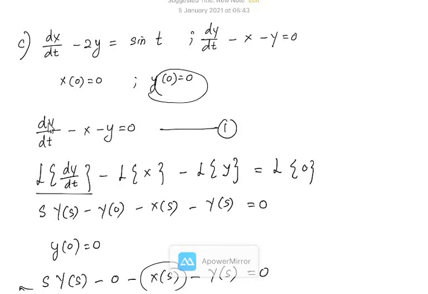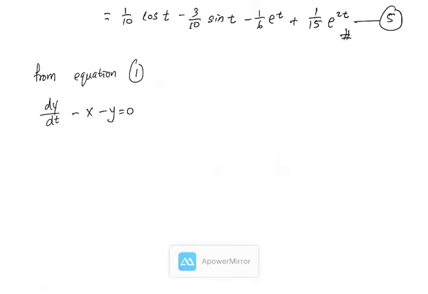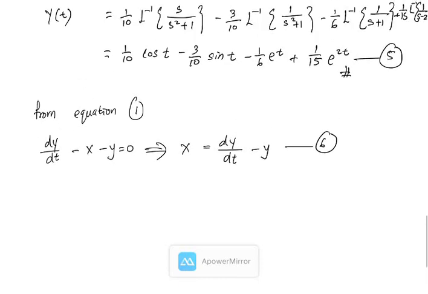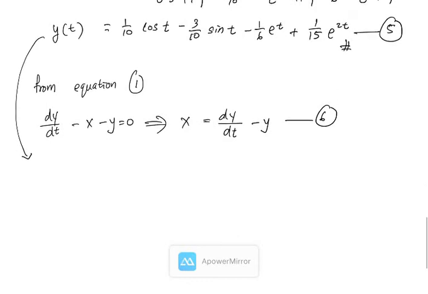From equation number 1, we have dy over dt minus x minus y equal to 0. And then we can rewrite into x equal to dy over dt minus y. So this I assume is equation number 6. And we differentiate the y(t). So this is the y(t), right? So we differentiate it. What do we get?